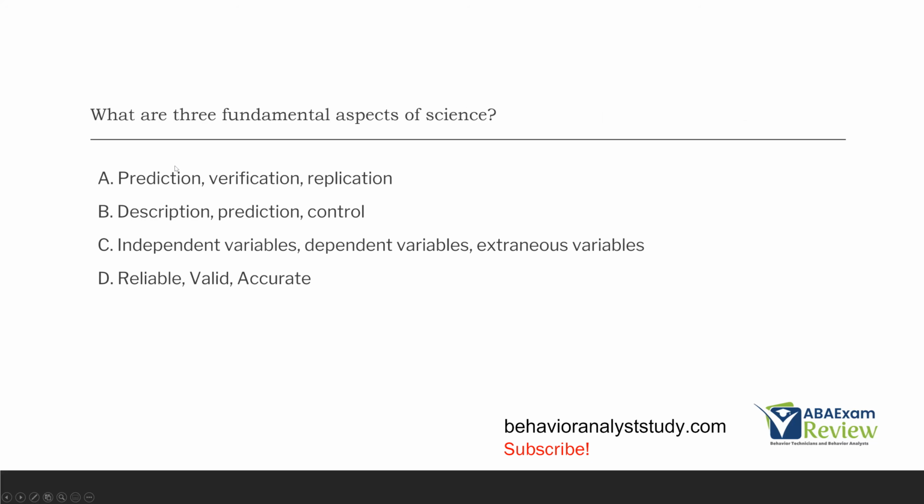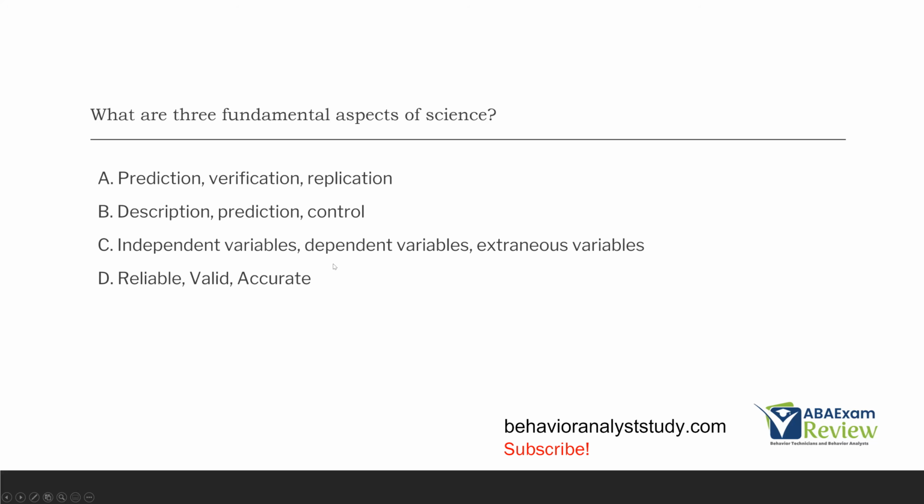And then, what are three fundamental aspects of science? And this is at the very beginning of what you should be learning. The three fundamental aspects that make up science. A, prediction, verification, replication is baseline logic. Got to know that. B, description, prediction, control. Good. These are aspects of science, right? We're going to describe and observe. We're going to predict what might happen, and then we're going to attempt to exert control.